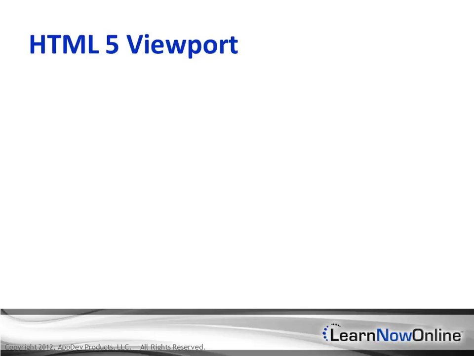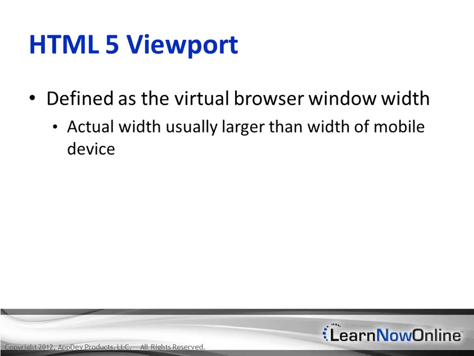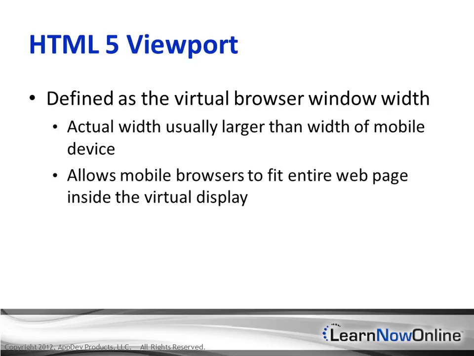Now we're going to talk about the HTML5 viewport. This is defined as the virtual browser window width. The actual width is usually larger than the width of a mobile device. So what it does is that it actually takes a normal web page and then shrinks it down or scales it down so that it fits within the mobile device's screen. So this allows the mobile browsers to actually fit the entire web page in the display.